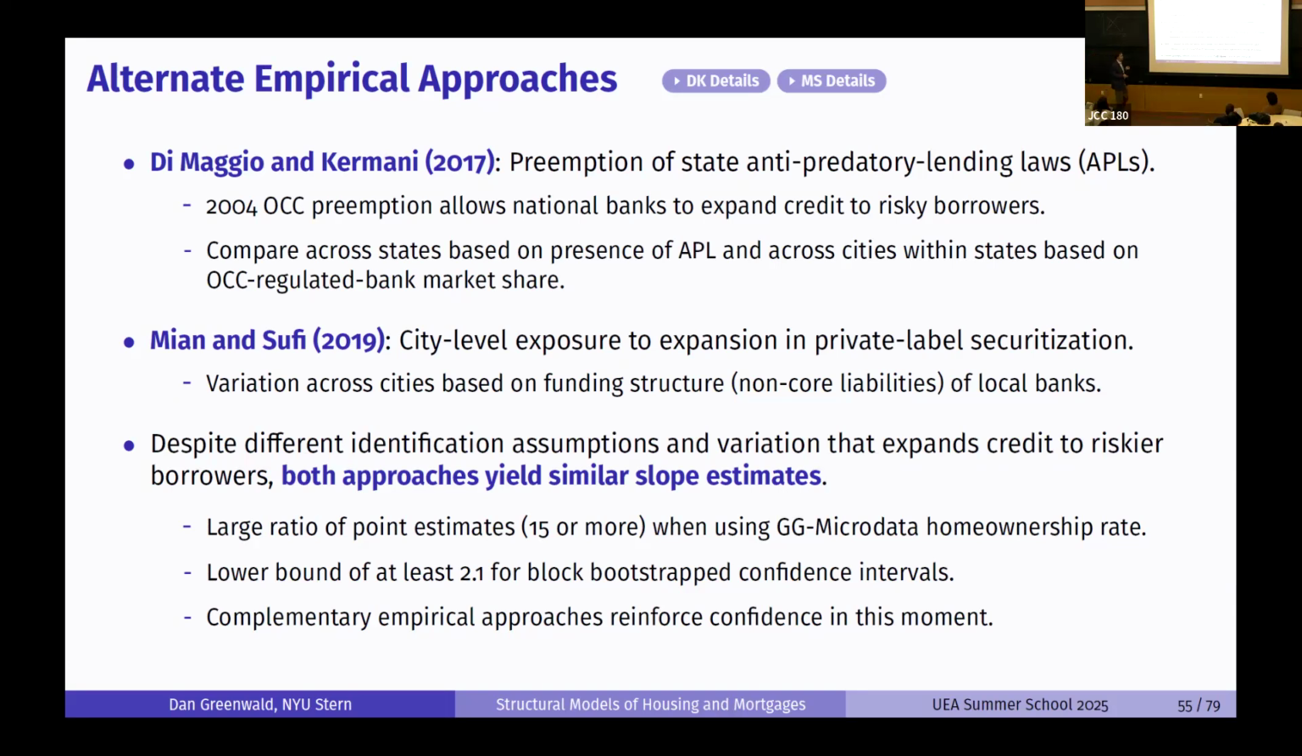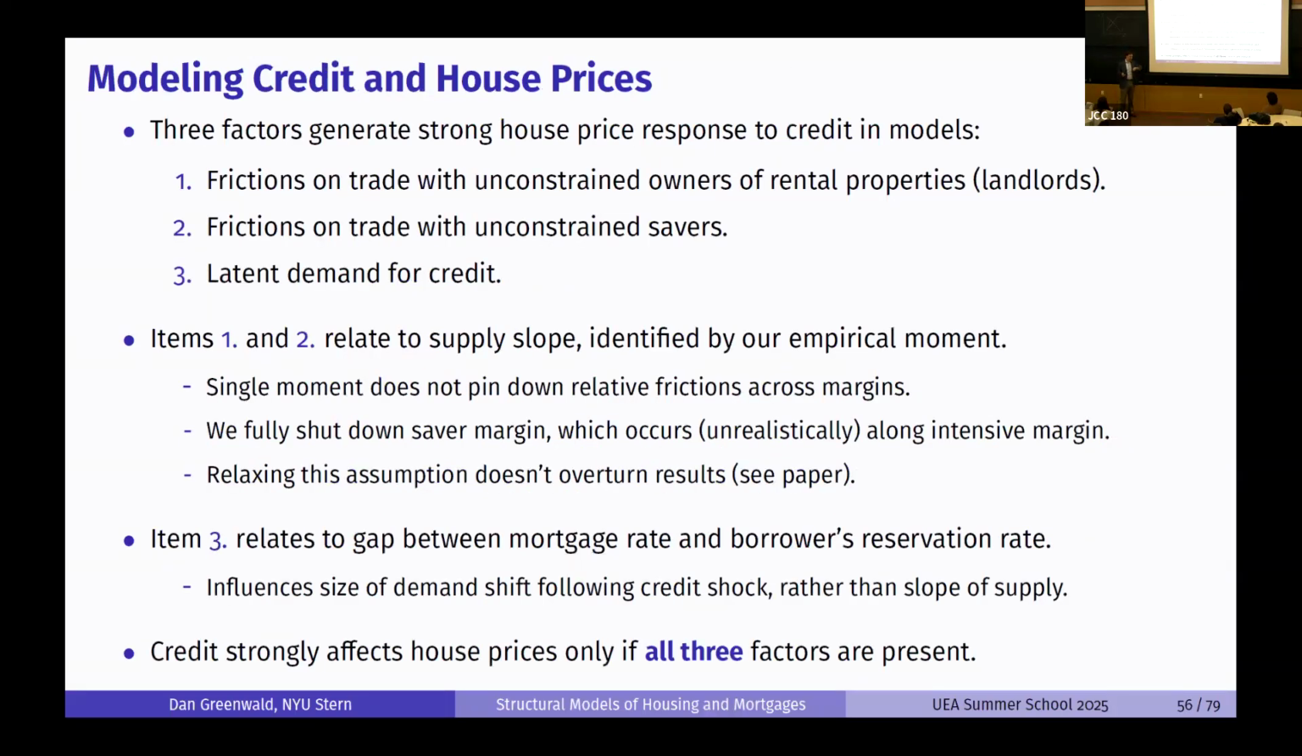Okay, I'm going to skip over the alternative approaches, but they actually find pretty similar slopes. All right, so now maybe this is the most important thing for a summer school. Before I get into the model, let me just go back over a little bit. What are the main things to consider before I get into the details? So in general, right, what you're going to need to get strong effects of house price with respect to credit are three things, right? You're going to need frictions. So I'm about to show you the model, but this is kind of like a little bit of preview just so you know the intuition for why things are there.